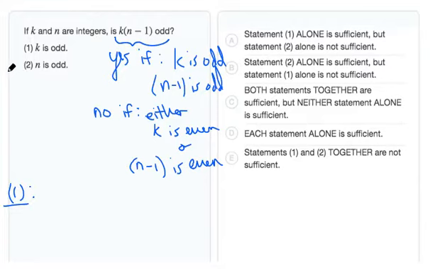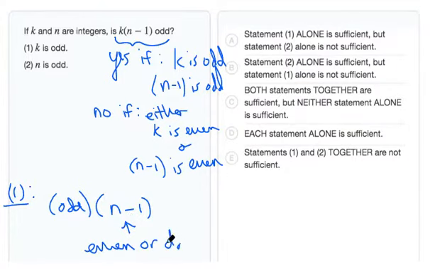Statement 1 tells us k is odd. So that means we have an odd number times n minus 1. Now, n minus 1, we don't know if this is even or odd. If n minus 1 ends up being even, this whole product would be even. If n minus 1 ends up odd, then an odd times an odd would come out odd.